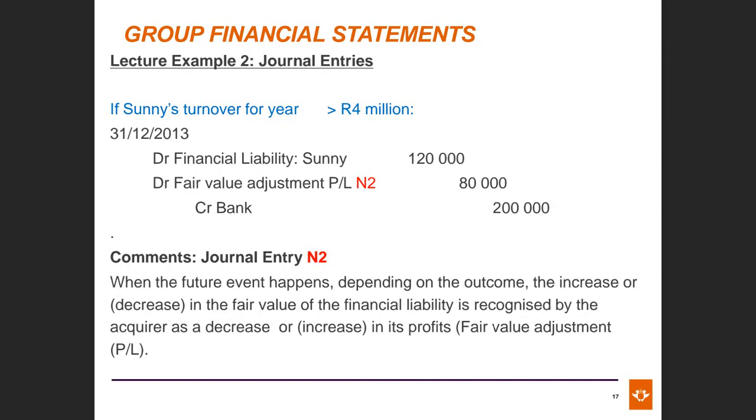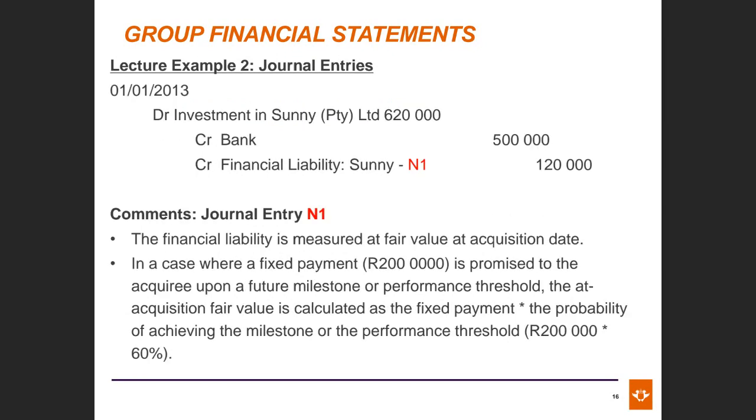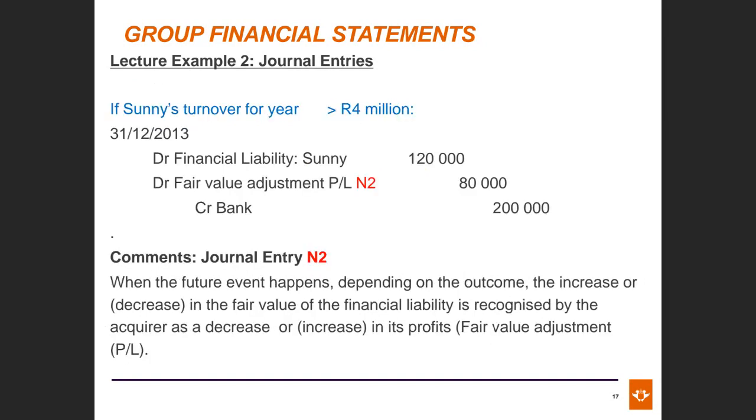and we credited bank and we credited our financial liability. So now at the end of the year, we need to see what happens if they actually meet the 4 million Rand target. So here they're saying if Sunny's turnover for the year is greater than 4 million, then we actually need to increase or decrease the fair value of the financial liability depending on the outcome of the event. So here now Sunny has met the 4 million Rand target.